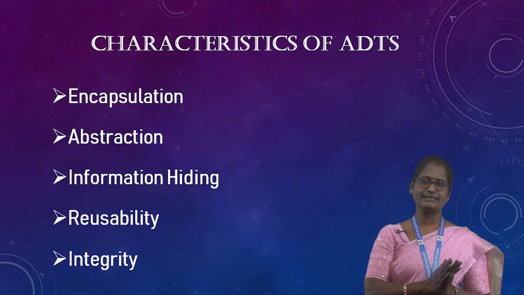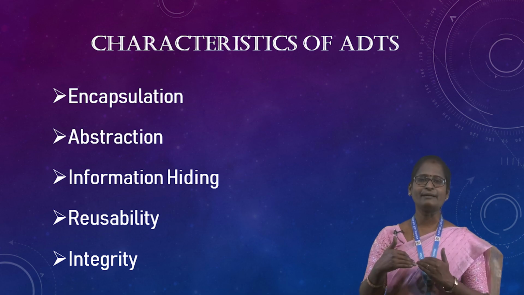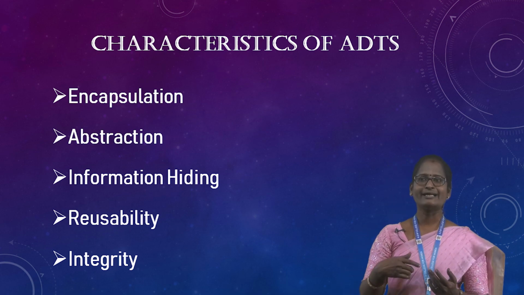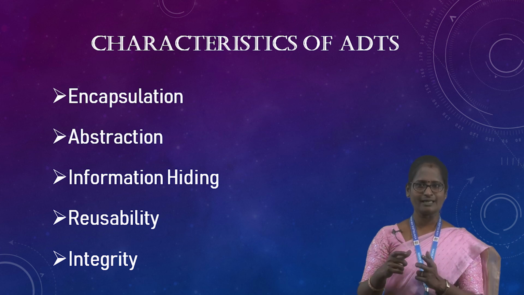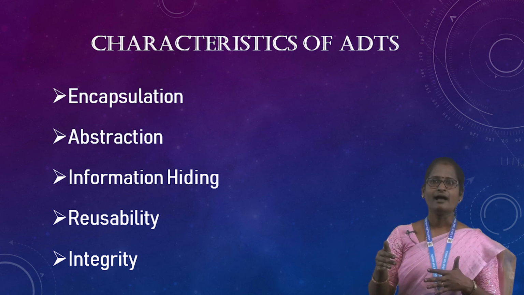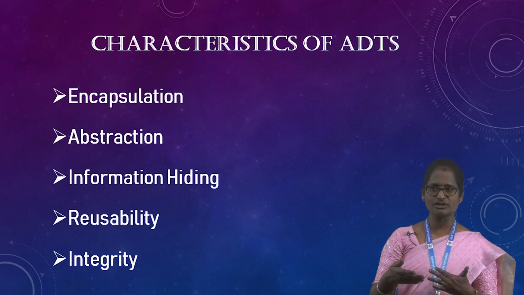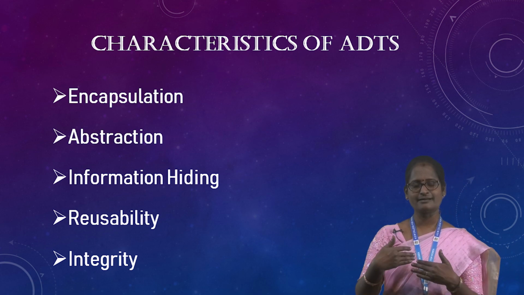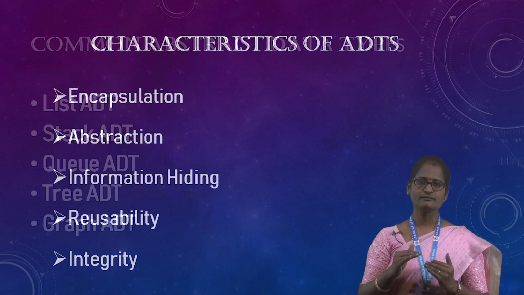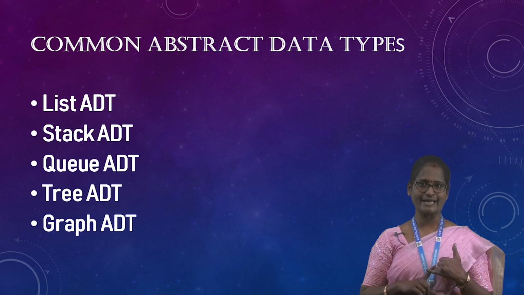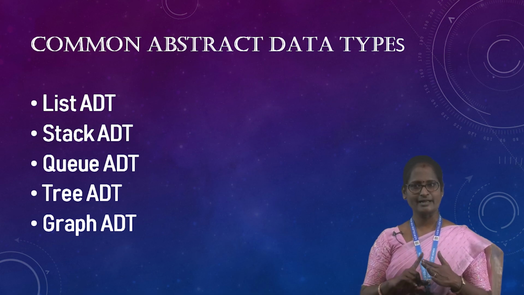Then the reusability. ADT can be implemented in multiple ways, which makes it reusable. You can switch from one implementation to another without affecting the rest of the code. And the integrity, ADT ensures that the operations performed are valid, thereby maintaining the integrity of the data. The common abstract data types are, first one, the list ADT, stack ADT, queue ADT and tree ADT.